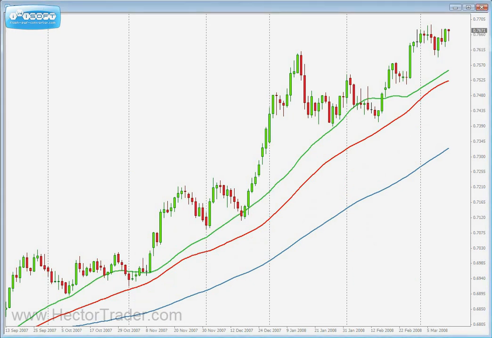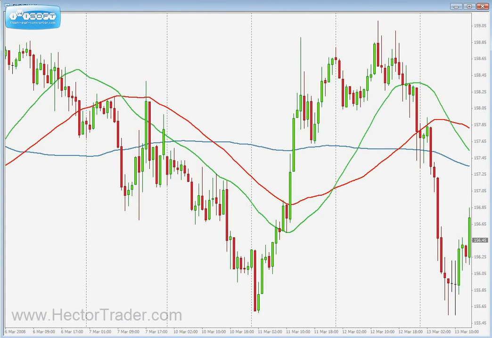In fact, let me show you another chart where the moving averages are basically not falling in order, not pointing in the same direction. In this case, it is the euro against the Japanese yen on the 1 hour time frame. As you can see, first of all, we have plenty of moving average crossovers. Each of them is pointing in a different direction. They are certainly not in order.